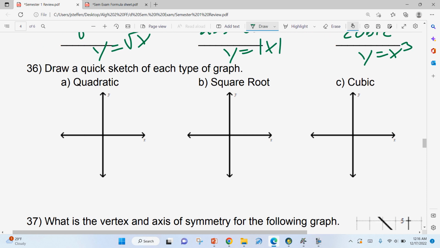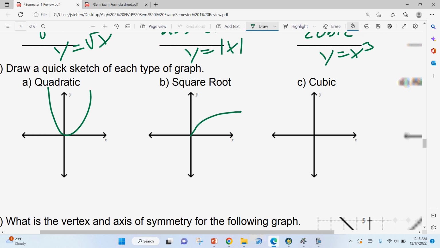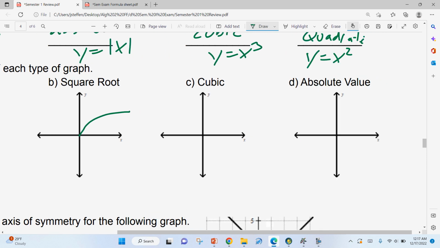But now, again, on the test, it's going to be a little bit more clear because it's going to be multiple choice. So if you thought, oh, I didn't know I was supposed to write the equation for the parent function, well, it's multiple choice, so it's going to be pretty obvious. Draw a quick sketch of each type of graph. So quadratic is a U shape. Square root is kind of like half of a U on its side. Cubic is a little loop-de-loo, and absolute value is the V. Don't make that harder than it is either.